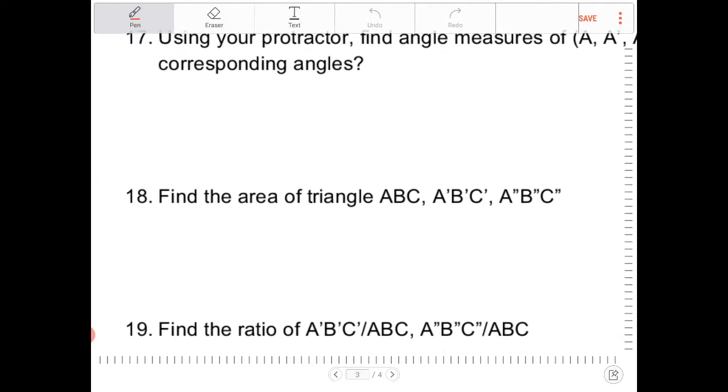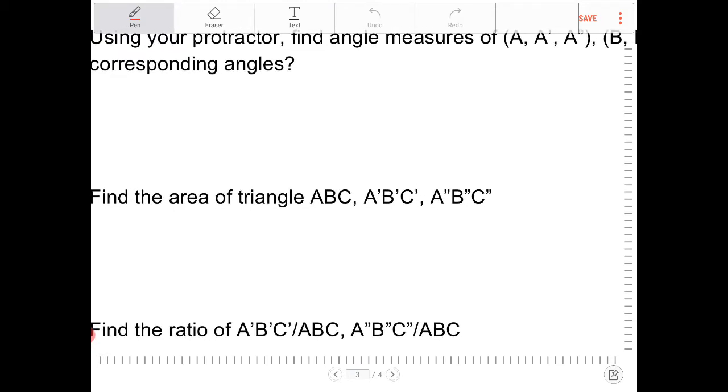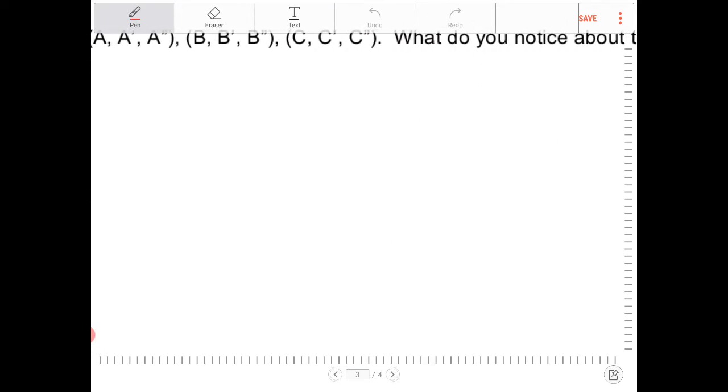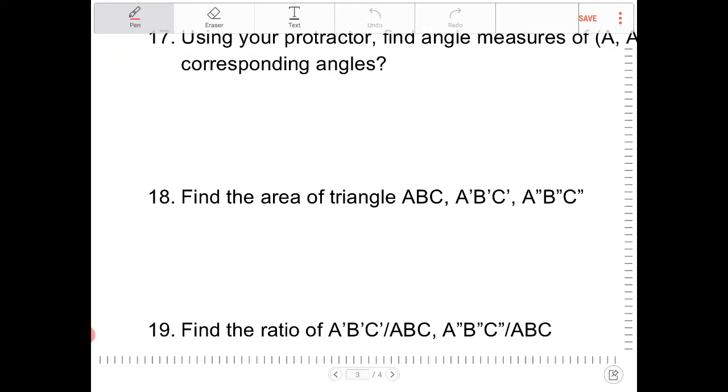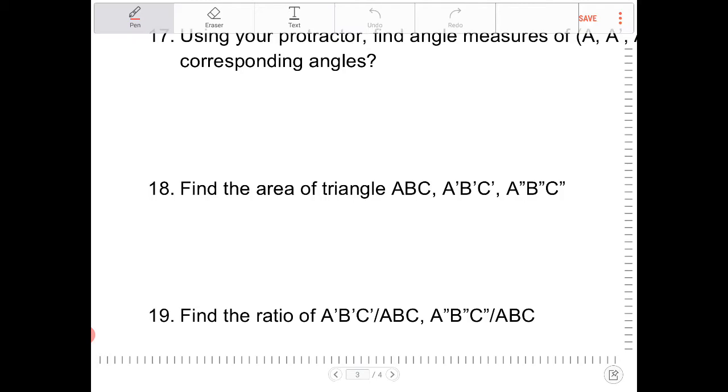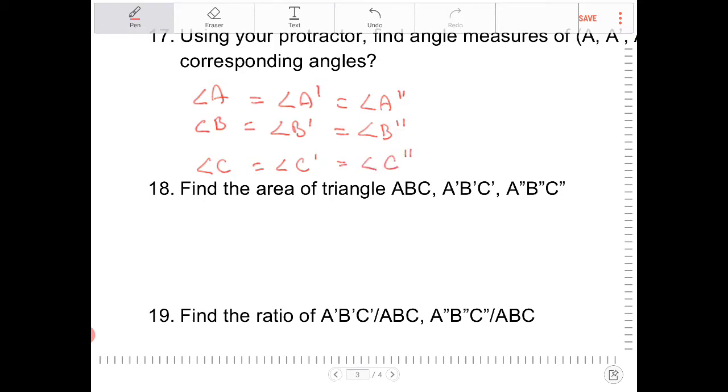Okay, so question 17, using your protractor and angle measures of A, B, and C, what do you notice about the corresponding angles? Now, I don't have a protractor here, but the conclusion is you should have come up with this: angle A will equal angle A prime will equal angle A double prime. Angle B will equal angle B prime will equal angle B double prime. Angle C will equal angle C prime will equal angle C double prime.